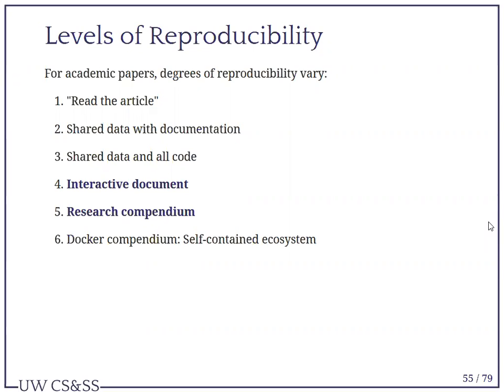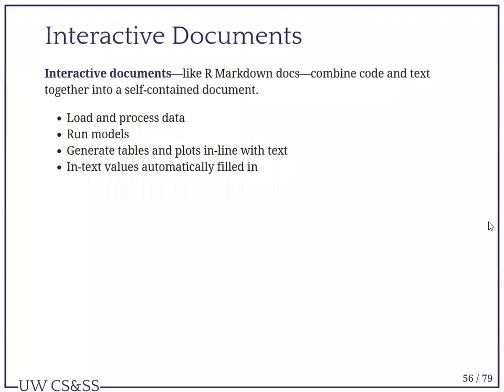Yeah, I guess I conflated 5 and 6. So this is a self-contained ecosystem that you could run on your computer. Interactive documents, things like R Markdown documents, combine code and text together in a self-contained document. That means they load and process the data, they run the models, they generate the tables and plots in line with text, in-text values automatically filled in, and so forth.